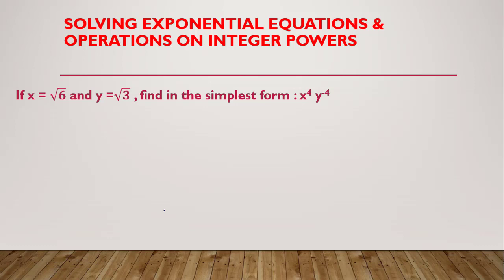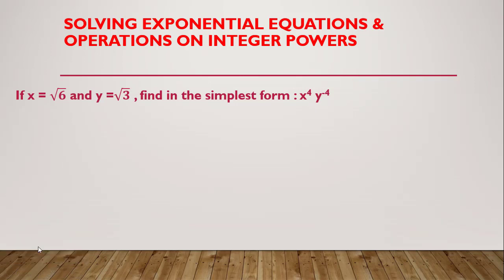If x equals root 6 and y equals root 3, I want to find x power 4 multiply y power negative 4. It means x power 4 over y power 4, because this is a negative, so I write the reciprocal and the power will be positive. So I want x power 4 over y power 4.